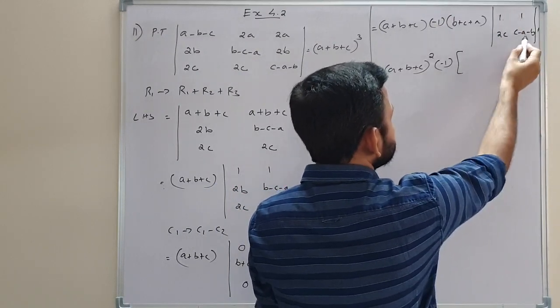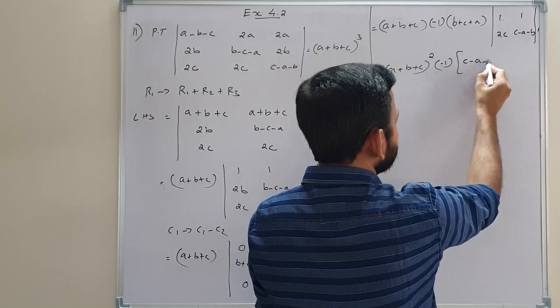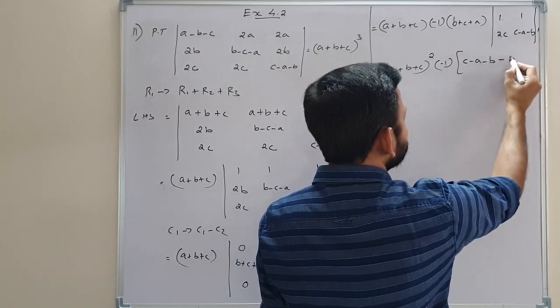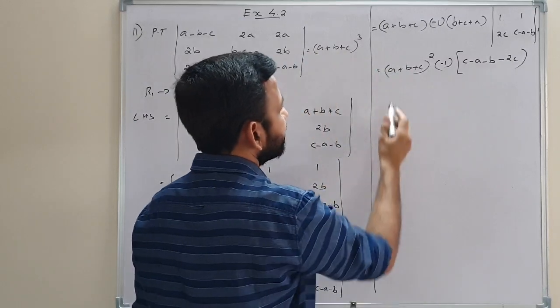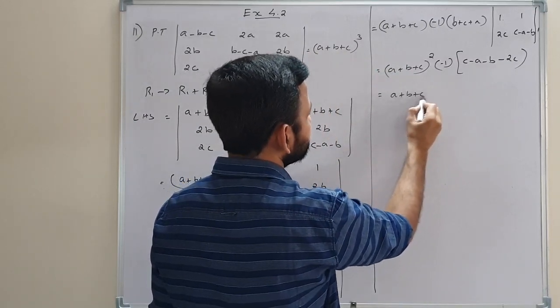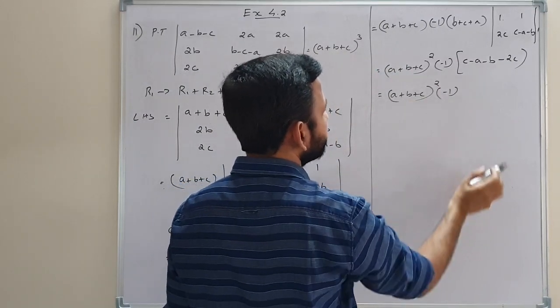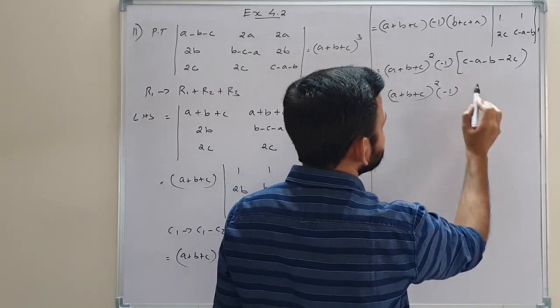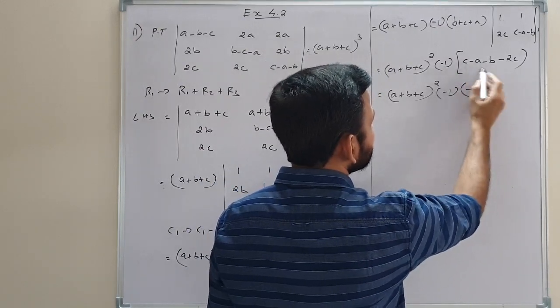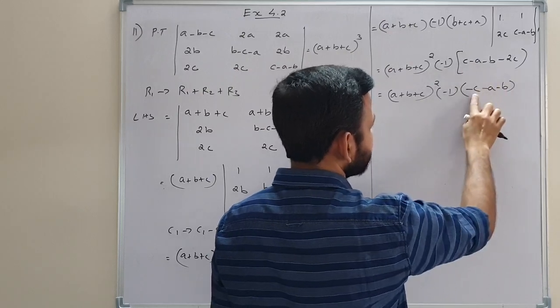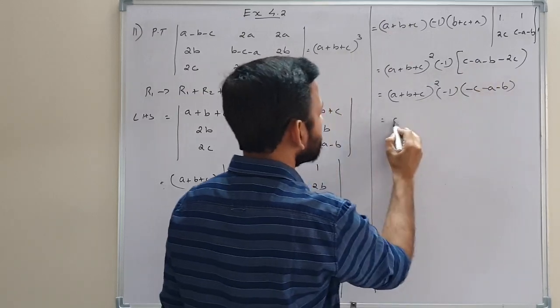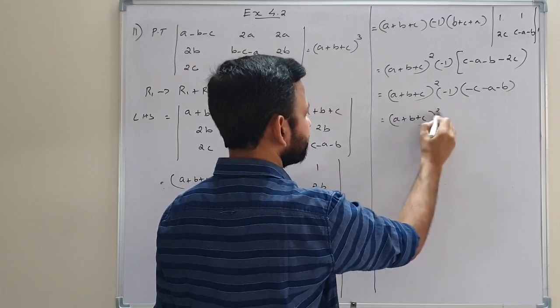1 into c minus a minus b, that is c minus a minus b, minus 1 into 2c, that is minus 2c. Now we will get a plus b plus c all square, minus 1 into c minus 2c, that is minus c, minus a minus b. That is a plus b plus c all square.